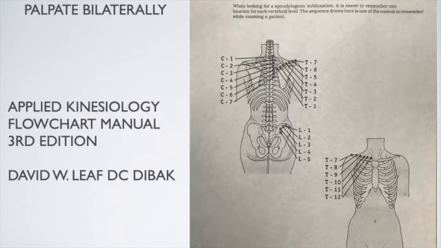And then another very handy resource, and this is a page right out of Dr. David Leaf's flowchart manual, the 3rd edition, which I highly recommend you purchase if you haven't already. I don't know how many editions there are. There's been some more added since the edition I have, but this is a page right out of that, and you can see up in the upper back area where it says C123 along, actually, it's like T1, is where the C1 reflex is.